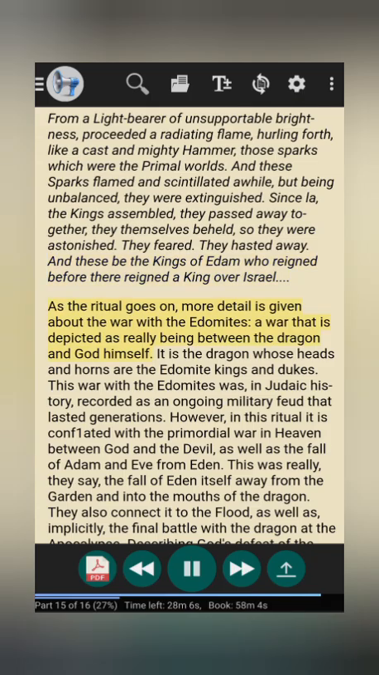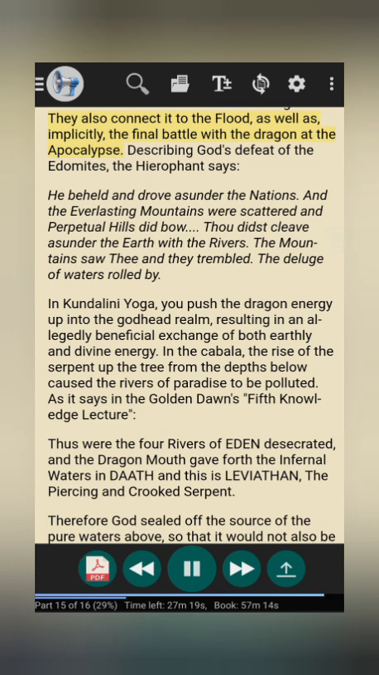As the ritual goes on, more detail is given about the war with the Edomites, a war that is depicted as really being between the dragon and God himself. It is the dragon whose heads and horns are the Edomite kings and dukes. This war with the Edomites was, in Judaic history, recorded as an ongoing military feud that lasted generations. However, in this ritual it is conflated with the primordial war in heaven between God and the devil, as well as the fall of Adam and Eve from Eden. This was really, they say, the fall of Eden itself, away from the garden and into the mouths of the dragon. They also connect it to the flood, as well as, implicitly, the final battle with the dragon at the apocalypse.